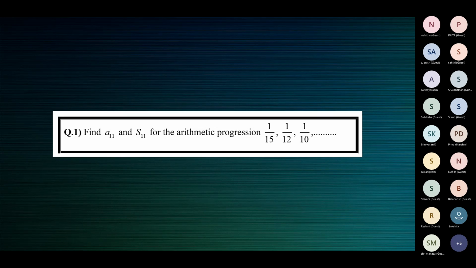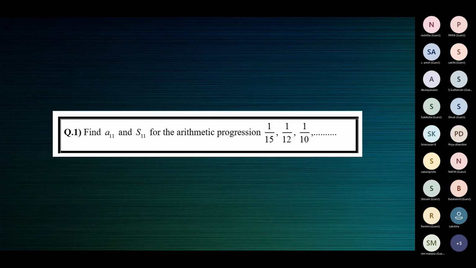that is the sum of the first 11 terms. That means A1 plus A2 plus A3 plus A4 plus A5 plus A6, so on till A11. S11 means the sum of the first 11 terms. Find A11 and S11 for the arithmetic progression 1 by 15, 1 by 12, 1 by 10, and so on.